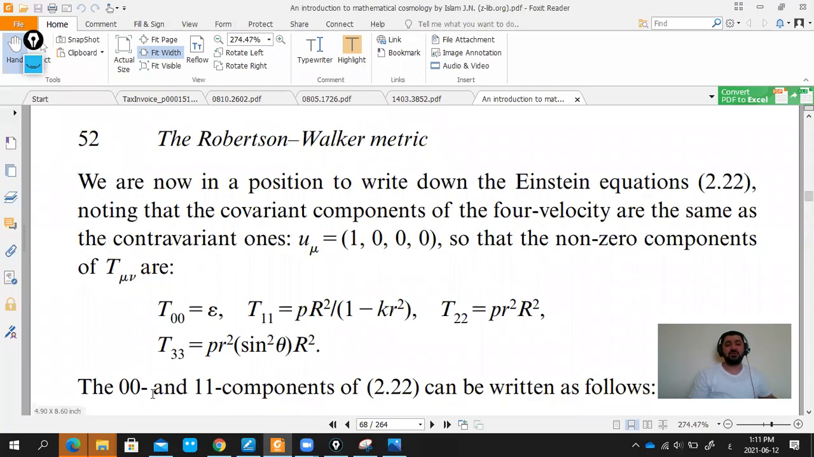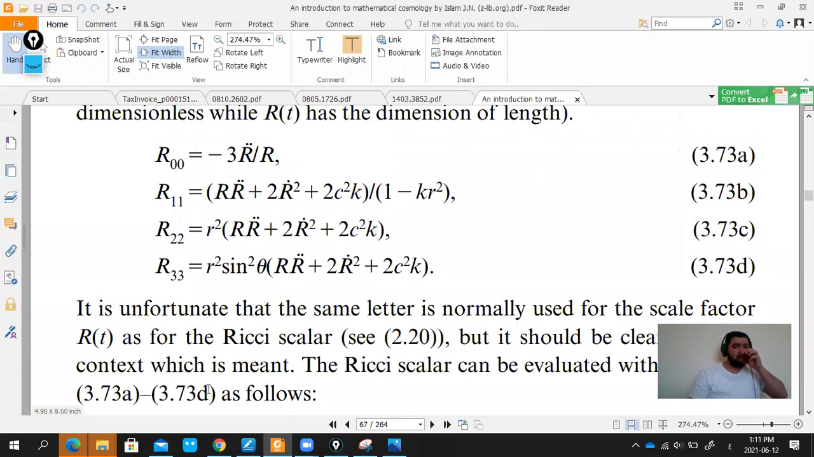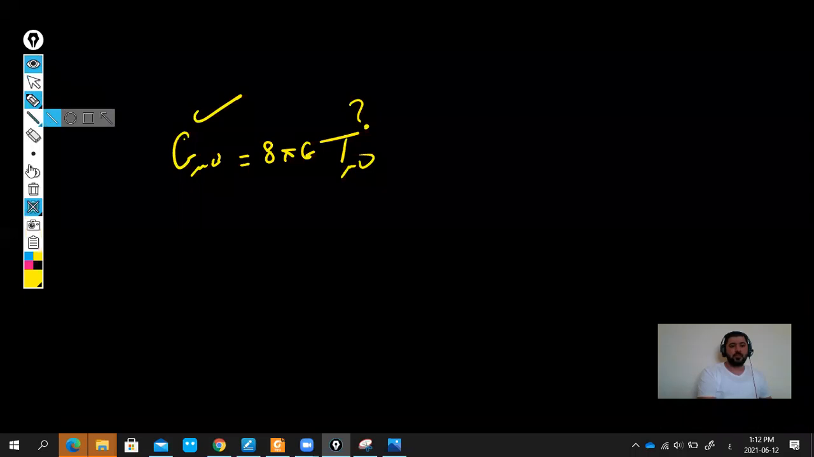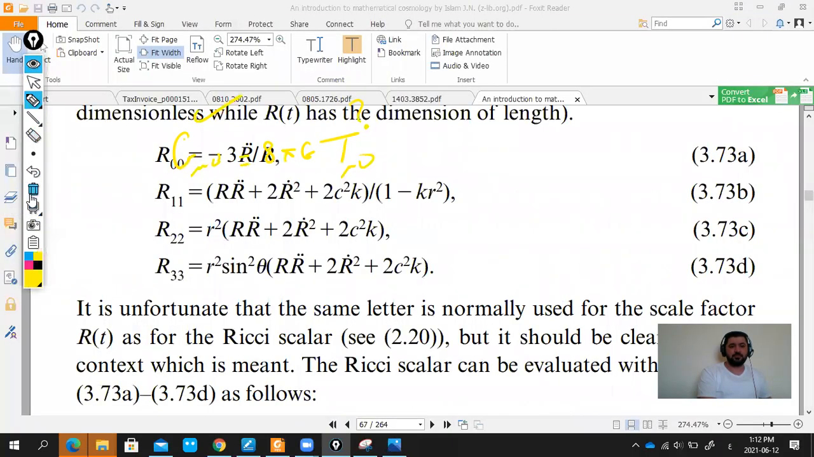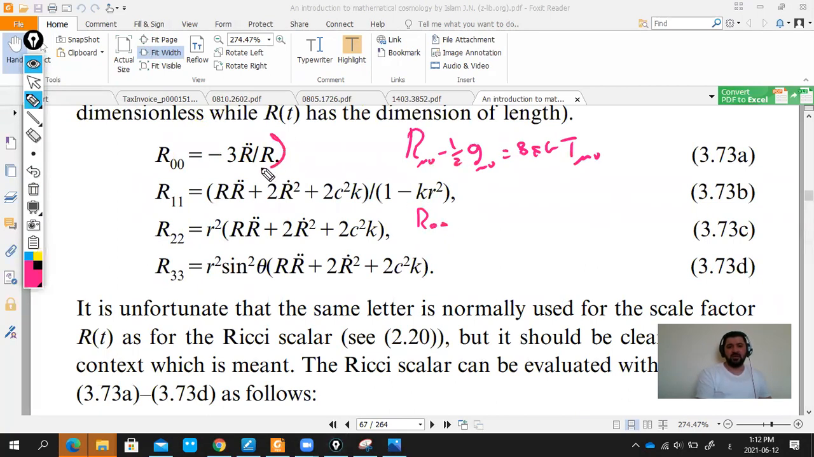Now we can find the 0,0 and 1,1 components of the Einstein equations. Here, for example, we have the Einstein equations as R mu nu minus 1/2 G mu nu R equals 8 pi G T mu nu. Then for the 0,0 components, we take the R00. We have the expression for R00, minus 1/2 G00, which is 1, multiplied by R. Now we also find the expression for the Ricci scalar. This is the equation.